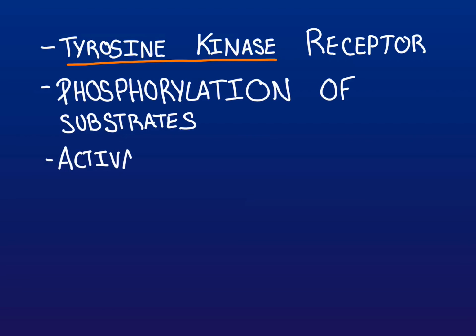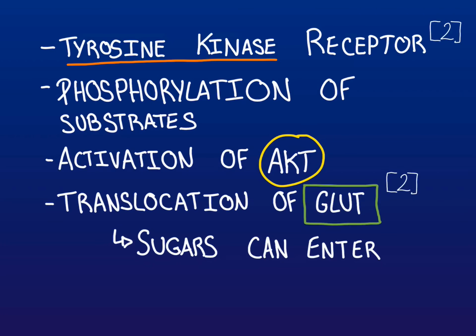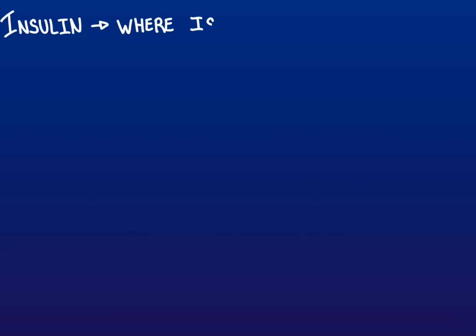It does this by binding to tyrosine kinase receptors that will phosphorylate substrates within the cell until a protein called AKT is activated. AKT will go to promote the translocation of GLUT transporters onto the membrane of the cell so that sugars can enter the cell and be stored and used.